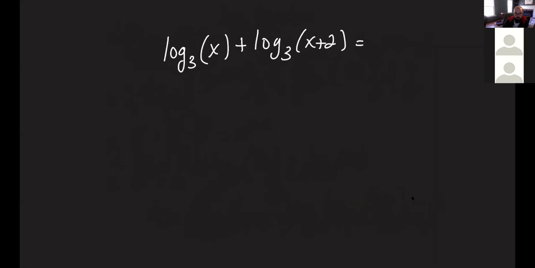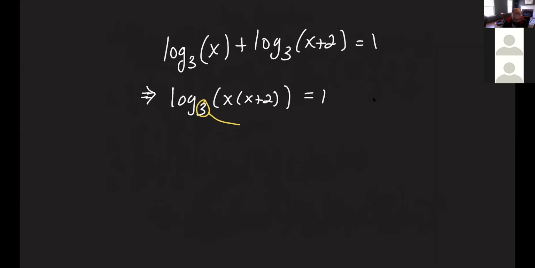All right, so log base 3 of x plus log base 3 of x plus 2 is equal to 1. How would we go about solving this equation? Any ideas what we could do to start? We could make it log base 3 of x times x plus 2. Yeah, like this, x times x plus 2 equals 1. So we would use our new rule here.